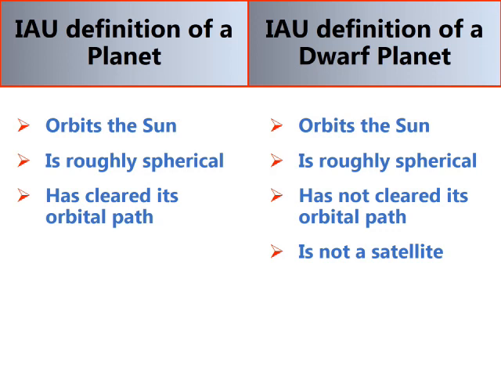So to be a planet, an object has to orbit the sun. It has to be roughly spherical, in other words, shaped like a ball. And it needs to have cleared its orbital path, meaning the path it takes around the sun must be clear of any other objects. So for Pluto, yes, it orbits the sun, and yes, it's roughly spherical, but it hasn't cleared its orbital path, and that's why it's a dwarf planet and not a planet.